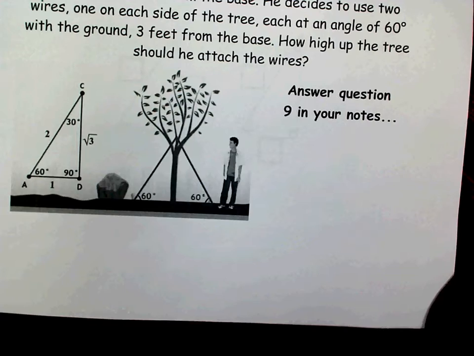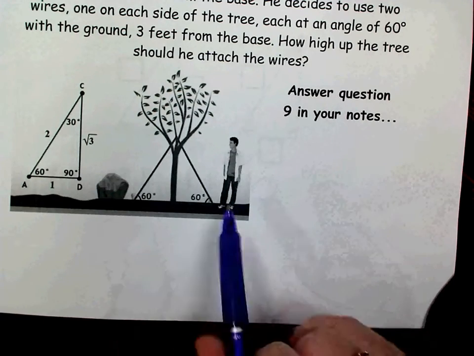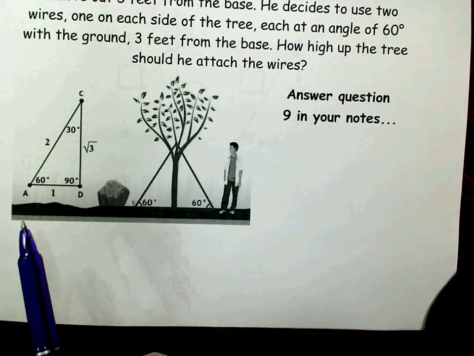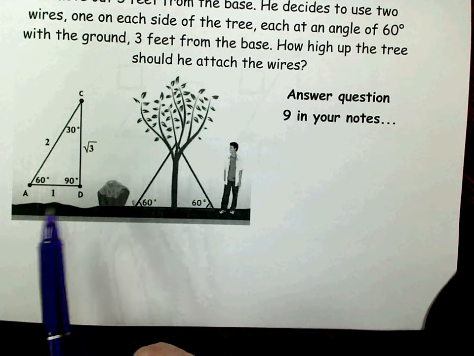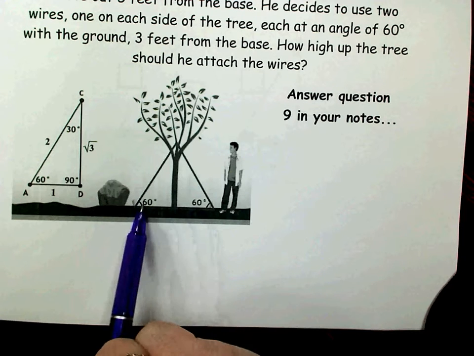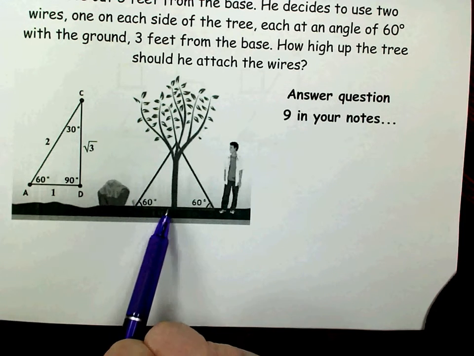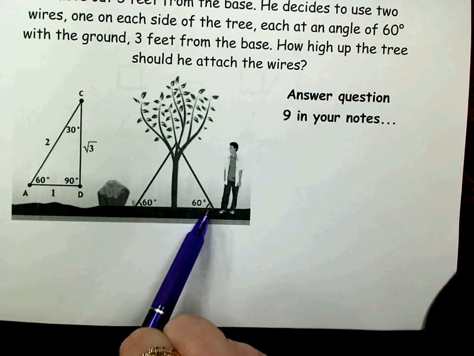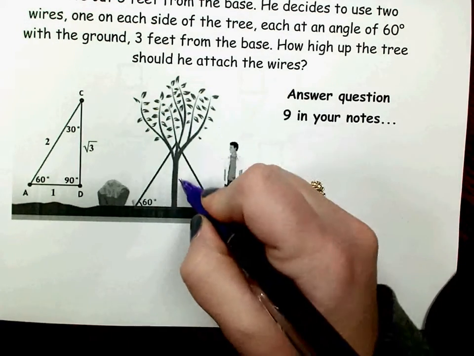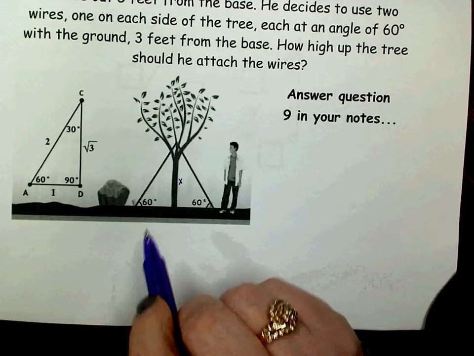So let's look at Carlos stabilizing another tree, but he doesn't have room to move out 5 feet this time. He decides to use 2 wires on each side of the tree, each at an angle of 60 degrees. He is 3 feet from the base where he is standing. And we want to know how high up the tree he should attach the wires to stabilize it.